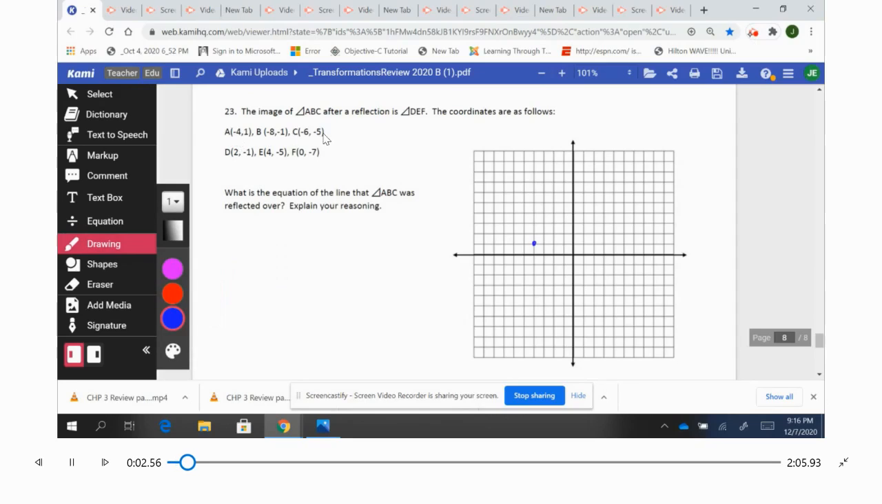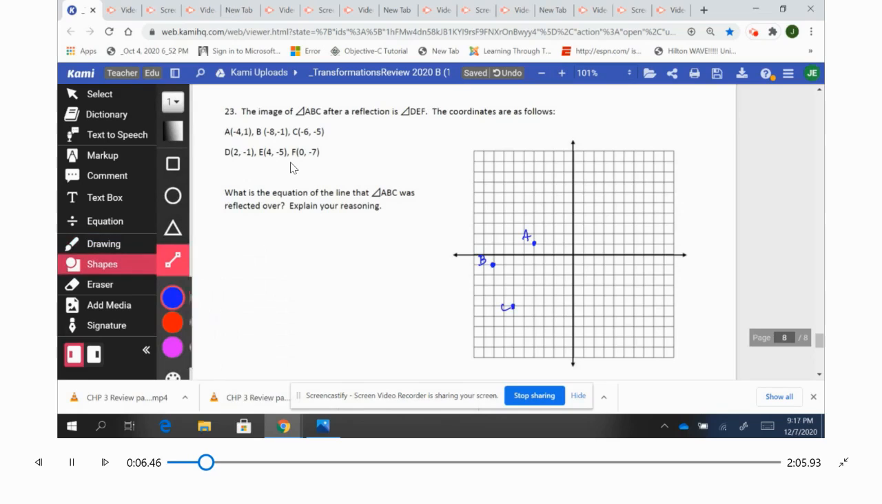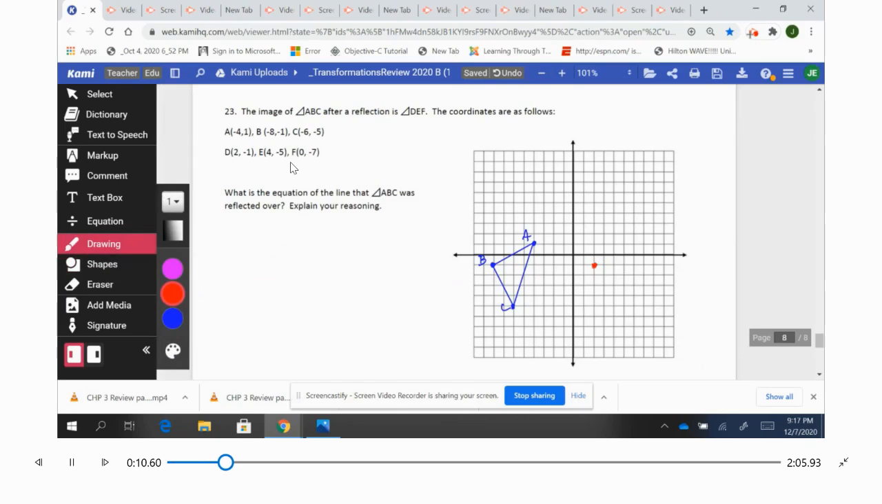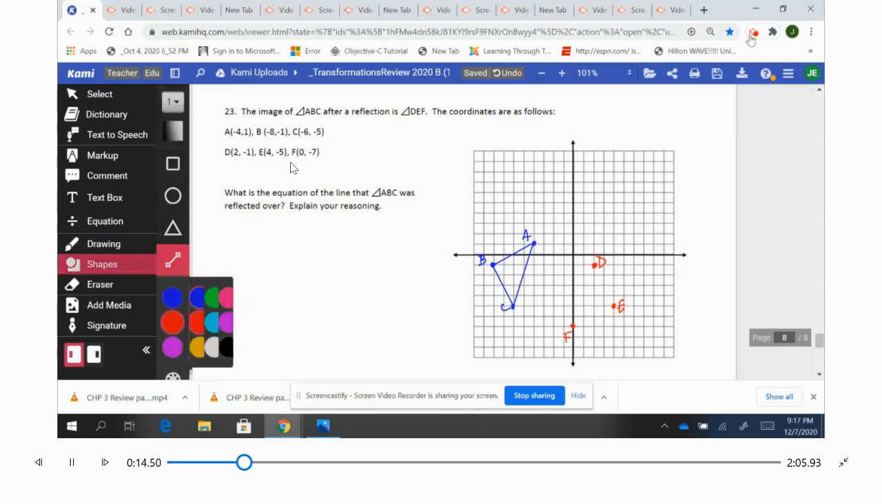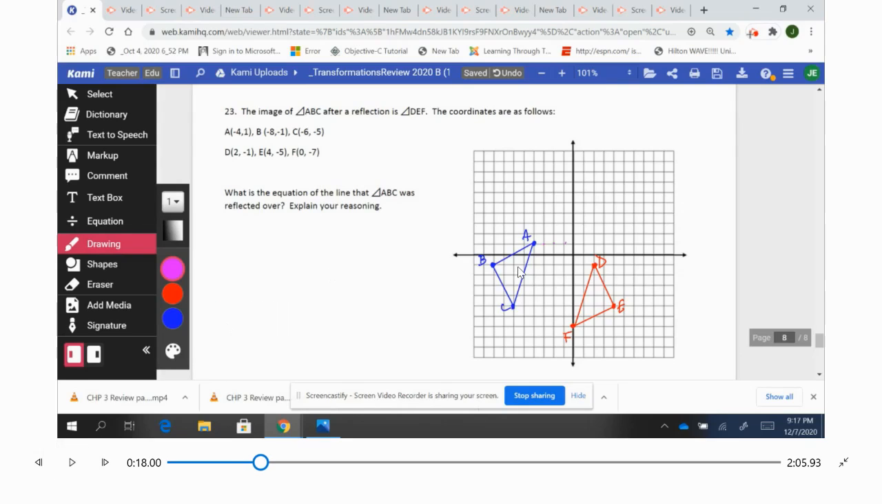So I'll go ahead and graph triangle ABC, and triangle DEF, the image. All right, now what you're seeing right now is Y equals X is not going to cut it. Y equals negative X is obviously no chance here.